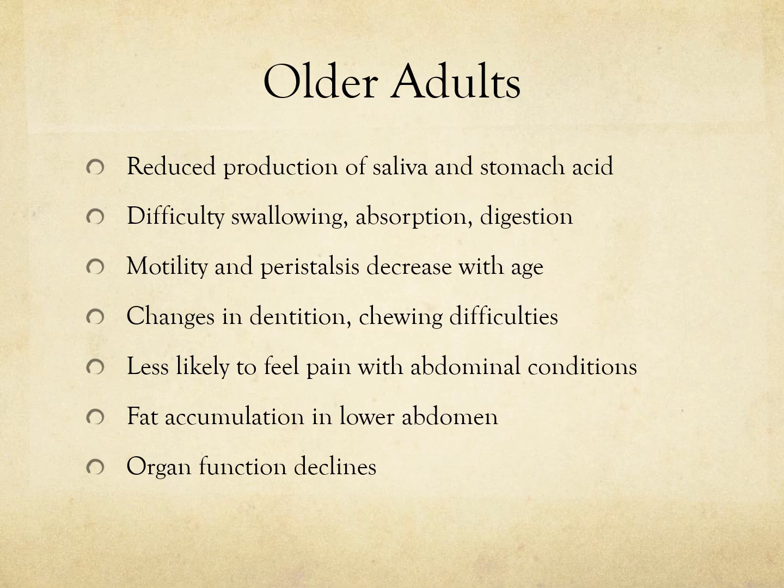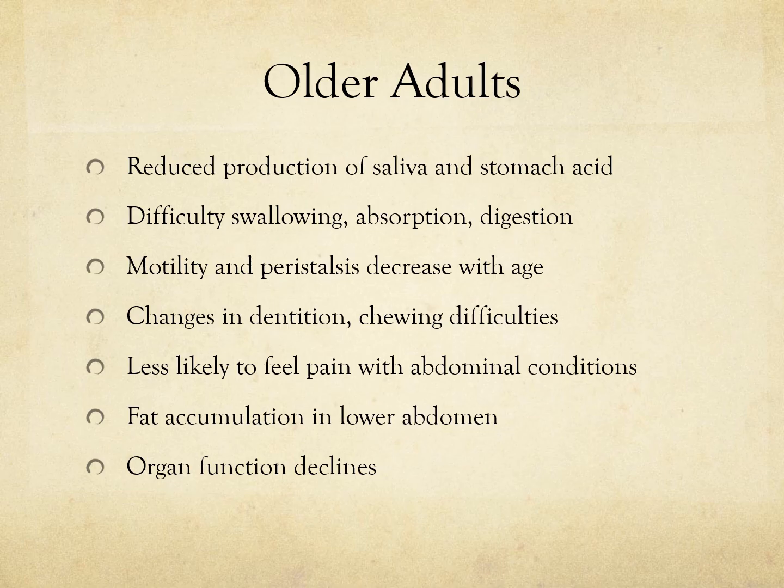Changes in dentition are another important consideration. Older adults may have missing teeth, dentures, gum disease, or chewing difficulties, and these issues can affect food choices and nutritional intake. Sometimes patients avoid healthier foods simply because they're really difficult to chew. One really important point on the slide is that older adults may be less likely to feel pain with abdominal conditions. They can have serious infections or abdominal emergencies with really subtle symptoms.